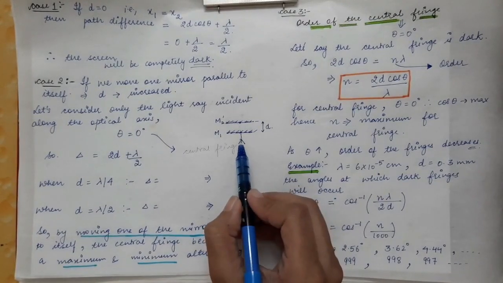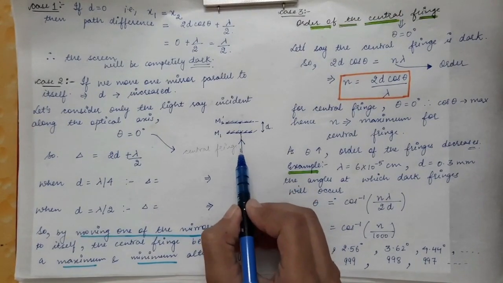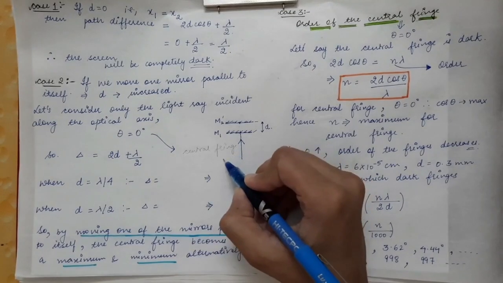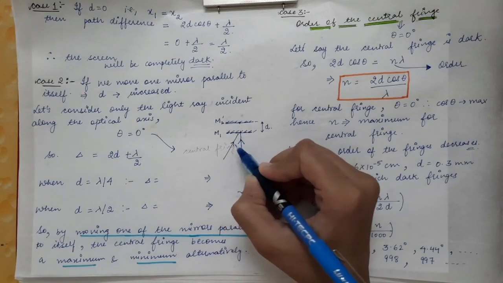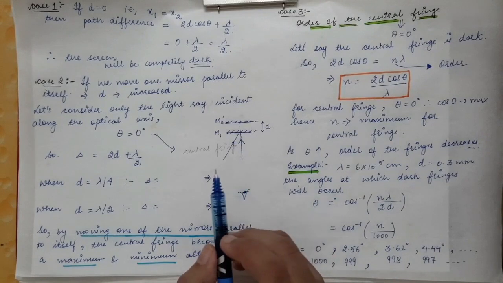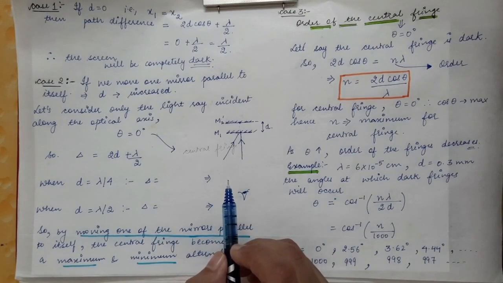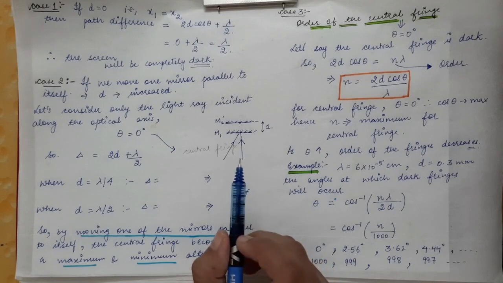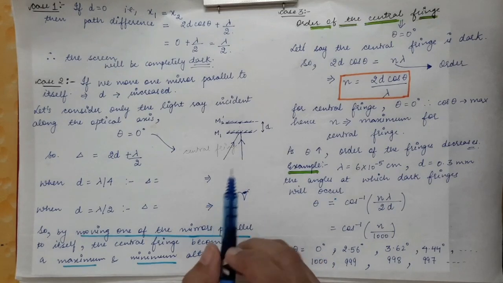So we are considering only the central fringe. Now these rays, they will make only the central fringe. As you increase the angle of incidence, that is in this way, as you start increasing the angle of incidence, the other fringes around the central fringe are observed. So other circular fringes will start appearing around the central fringe.